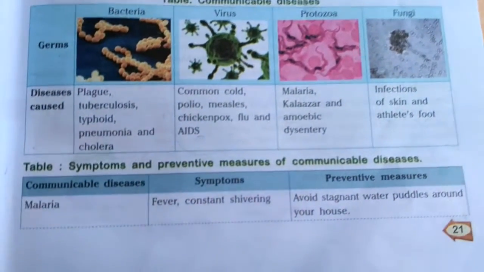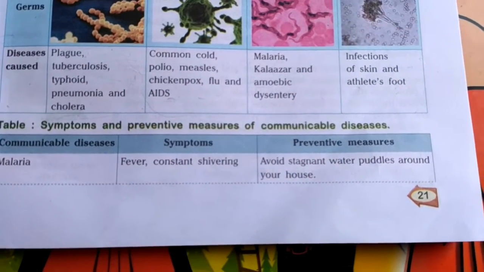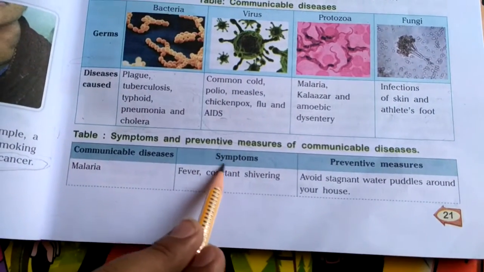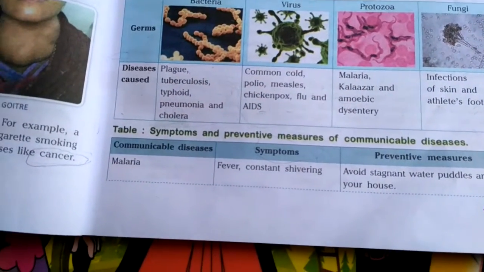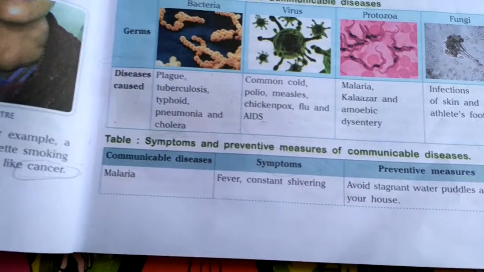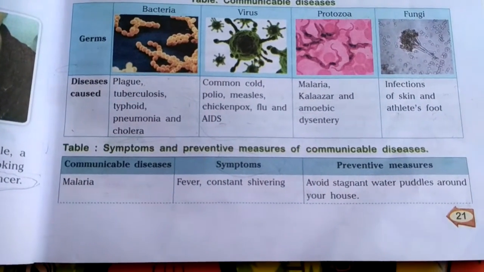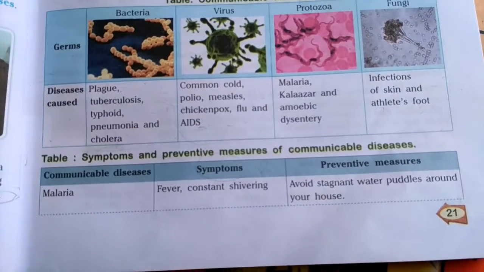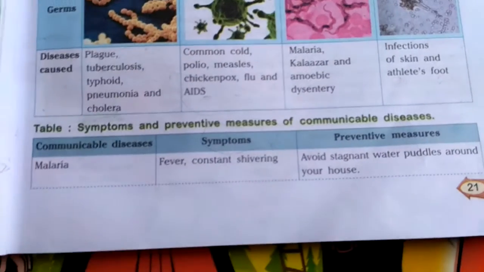These are important. Okay, now let's see the second table, that is about symptoms and preventive measures of communicable diseases. It is very important that we must know what the symptoms are, what signs will happen in our body, so that we could come to know that yes, we are suffering from this particular disease. That is called symptoms. So what are the symptoms for all these particular diseases, and what are the preventive measures? How can we prevent them? What steps will we follow so that we could prevent these diseases from happening, or cure them? So let's see in this table.